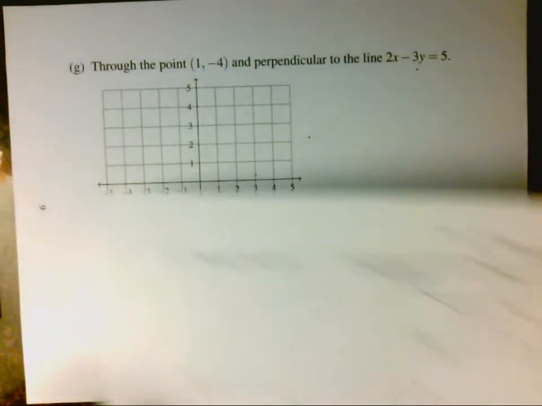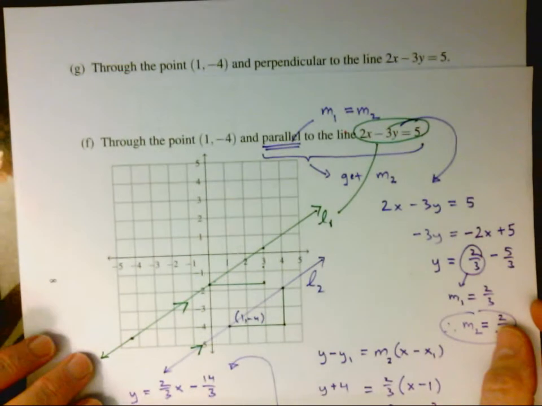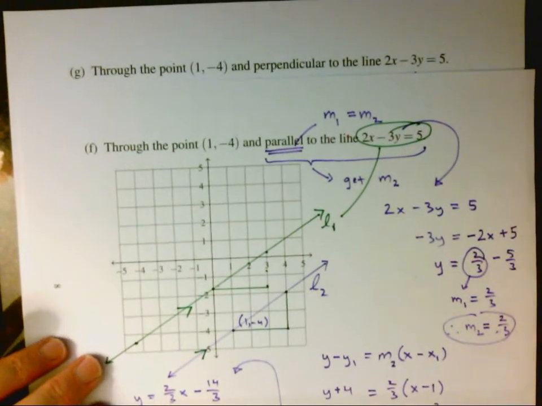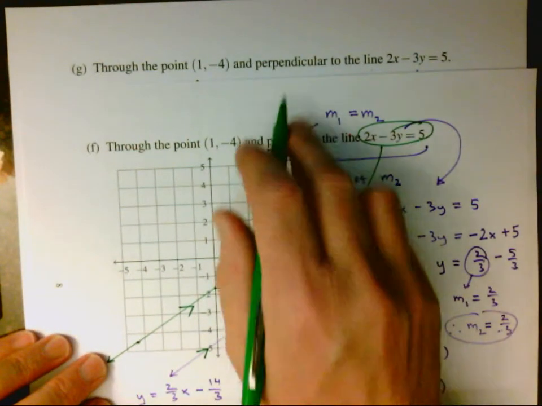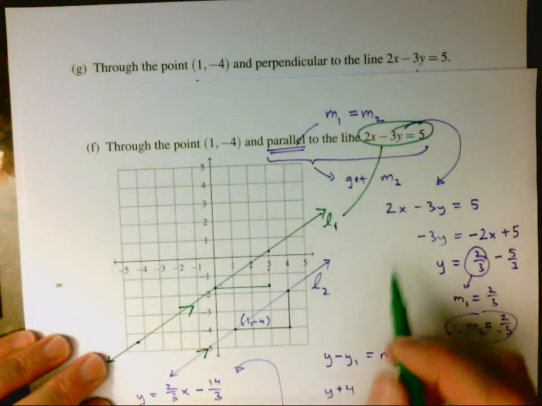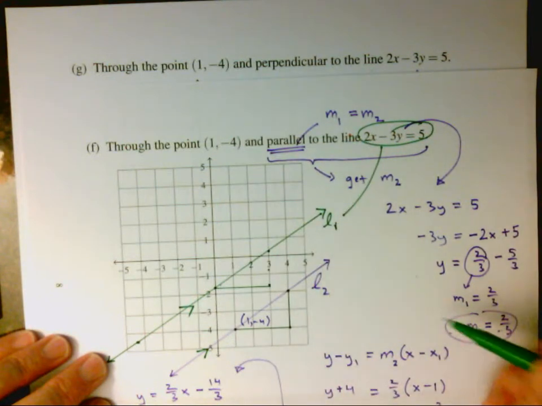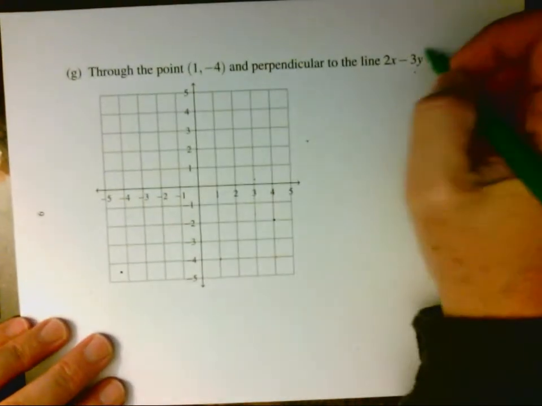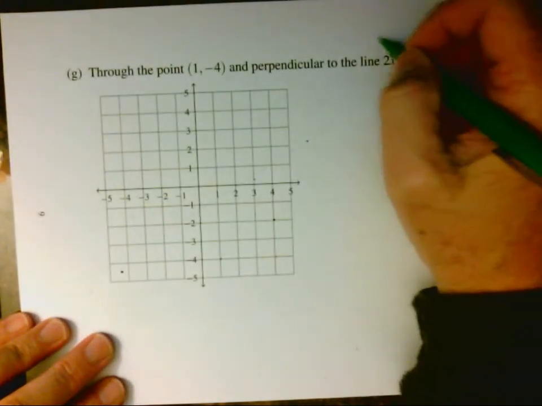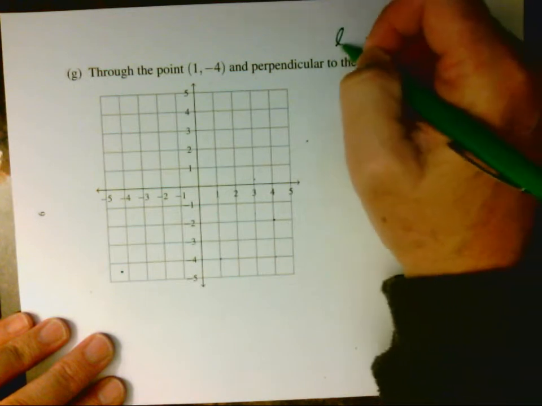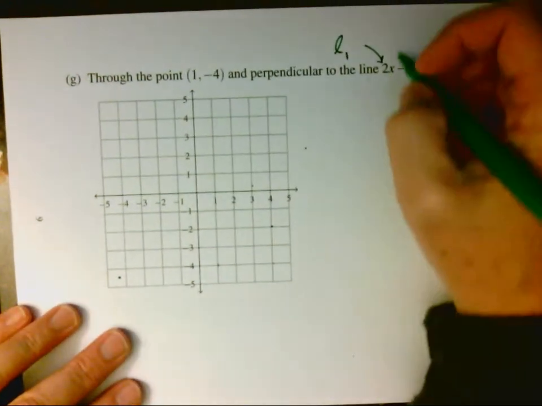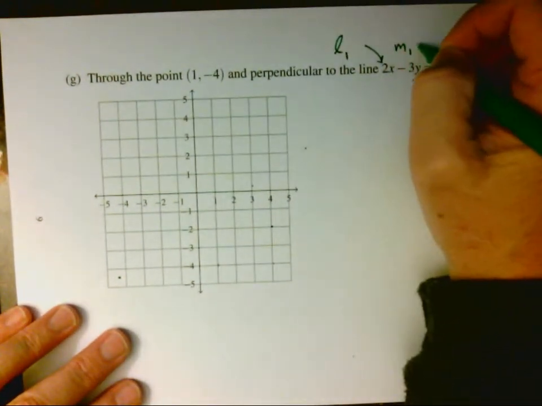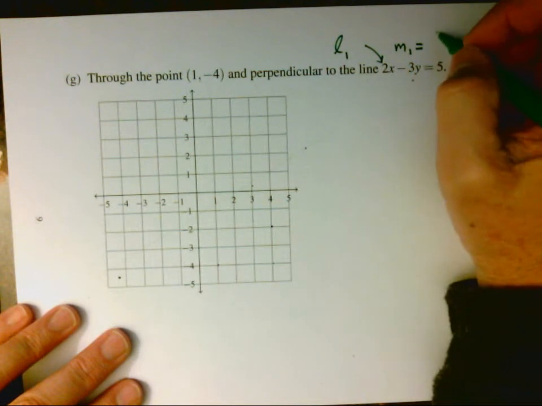And in fact, all that changes is the word parallel to perpendicular. So we don't have to do a lot of the work that we did in the previous problem. We can reuse some work here. So we have this line here. This is line 1. And we know that M1 from the last problem was 2/3.